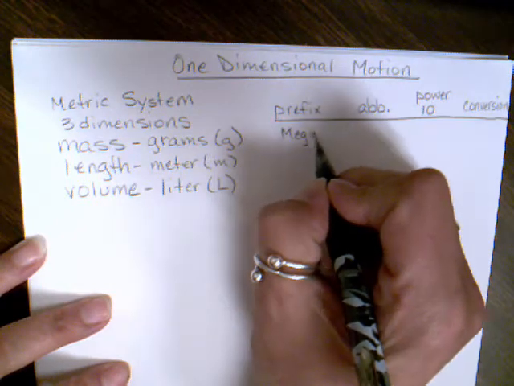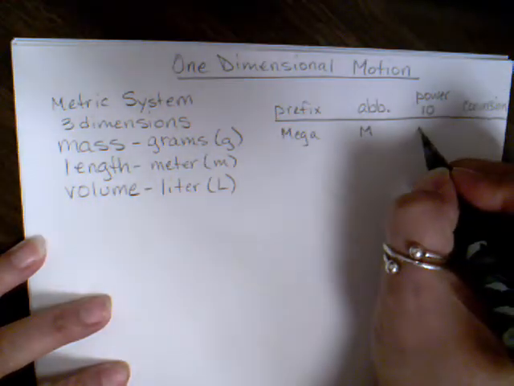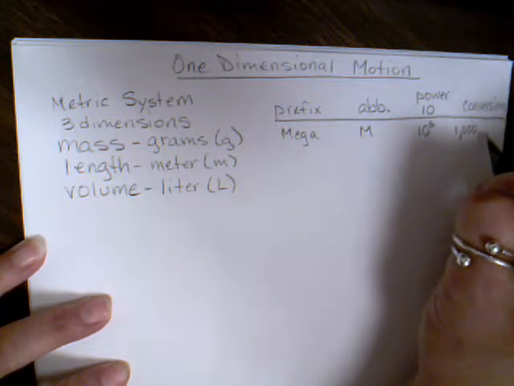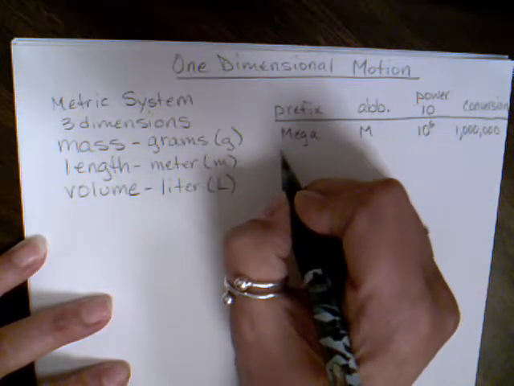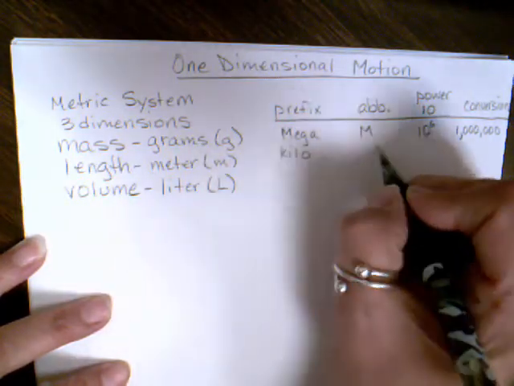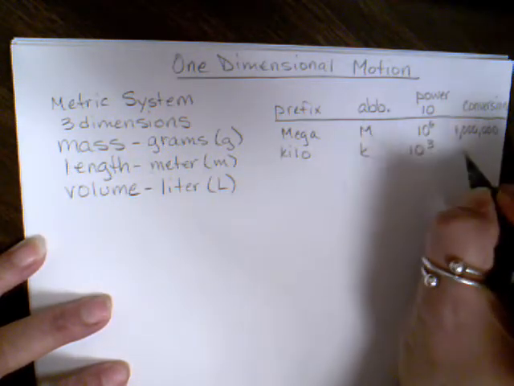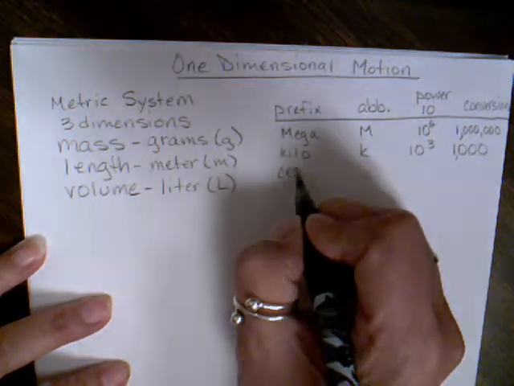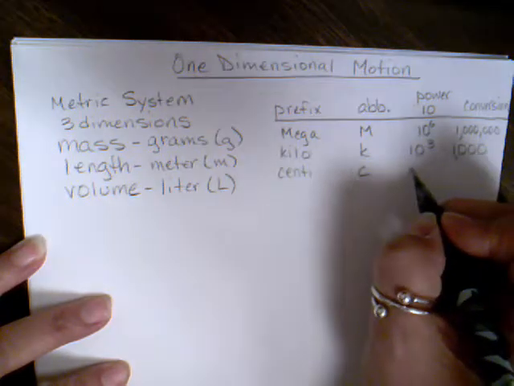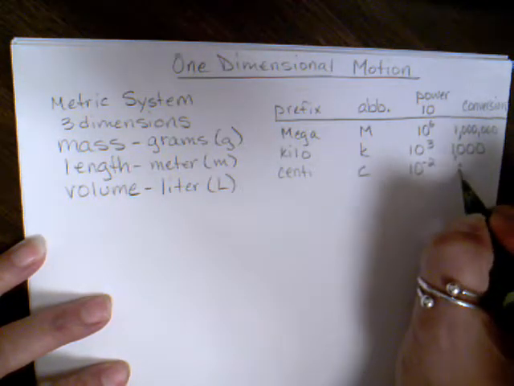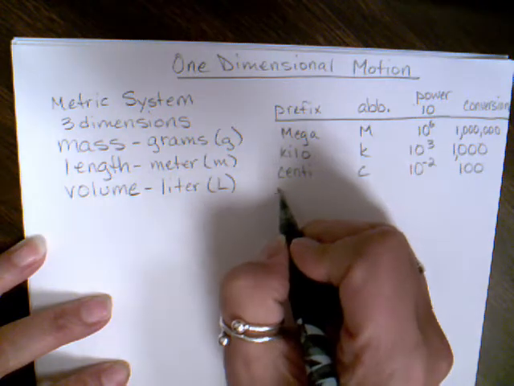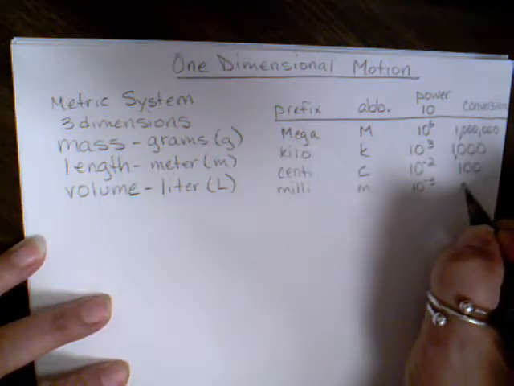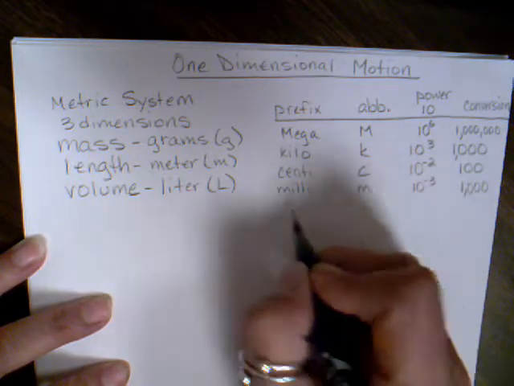Mega, abbreviated a big M, a power of 10 to the 6th, which means it's got 6 zeros. So your conversion factor is a million. Kilo, little k, 10 to the 3rd, 1,000. Centi, little c, 10 to the minus 2, 2 zeros, your conversion factor is 100. Milli, 10 to the negative 3, 1,000.